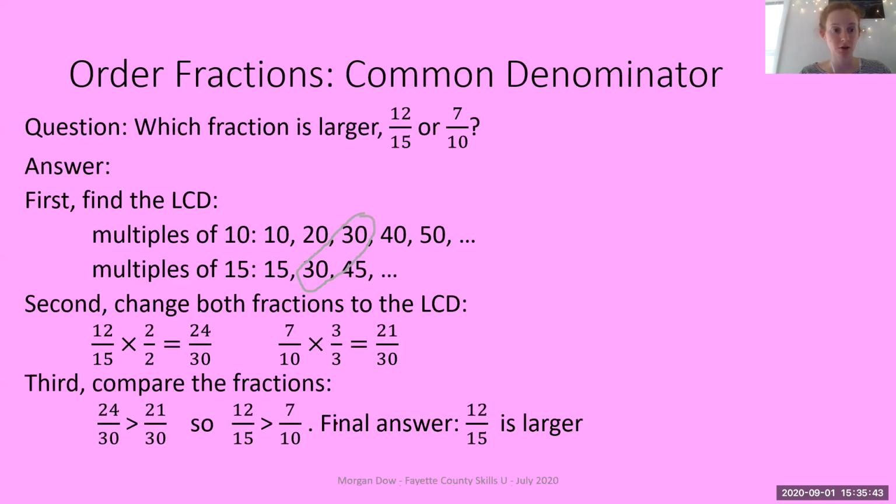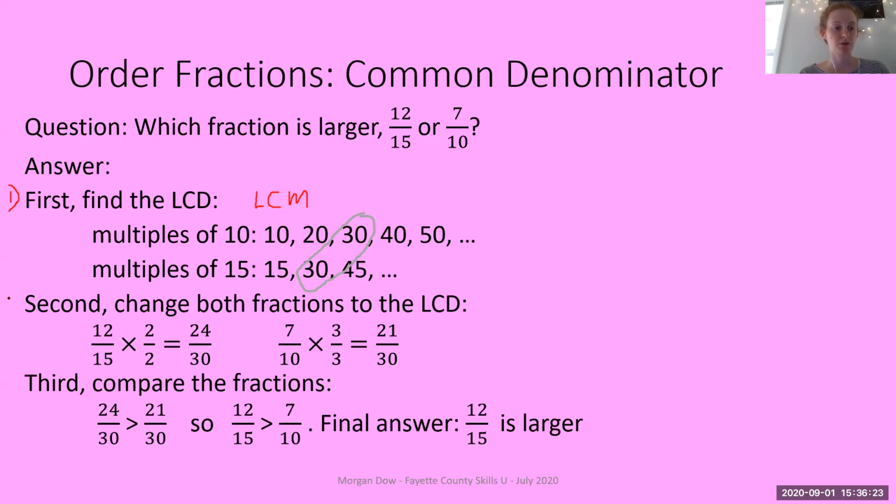Well, first thing we do is we find the least common denominator, and the least common denominator is going to be the LCM, the least common multiple of your denominators. So what's the first multiple that your two denominators have in common? I've listed here multiples of 10. I've listed multiples of 15. So the first multiple they have in common on their list is 30. So here, the least common denominator for 12/15 and 7/10 is 30.